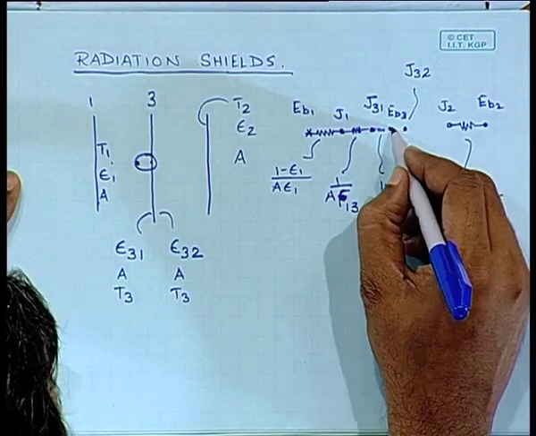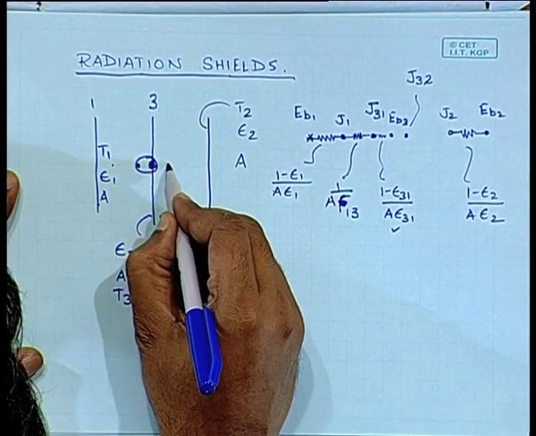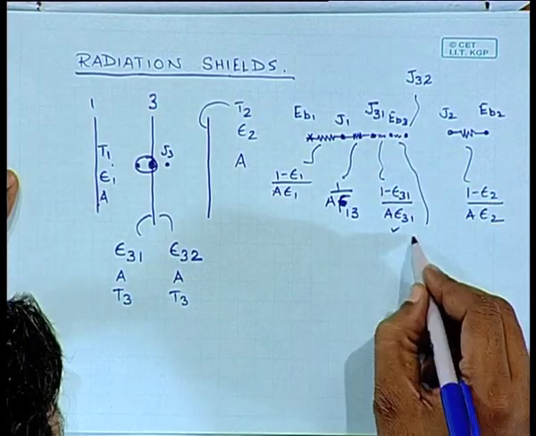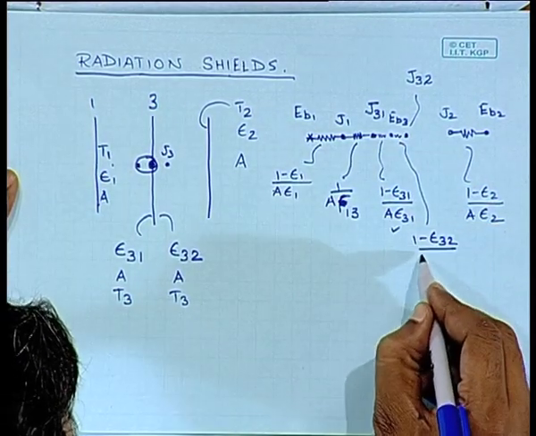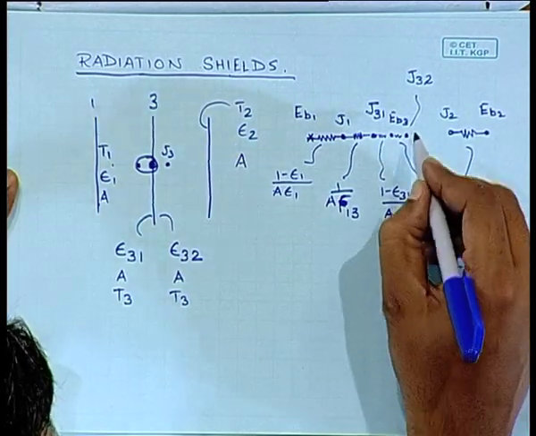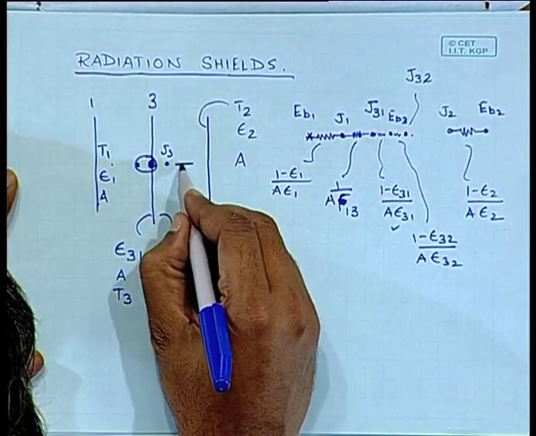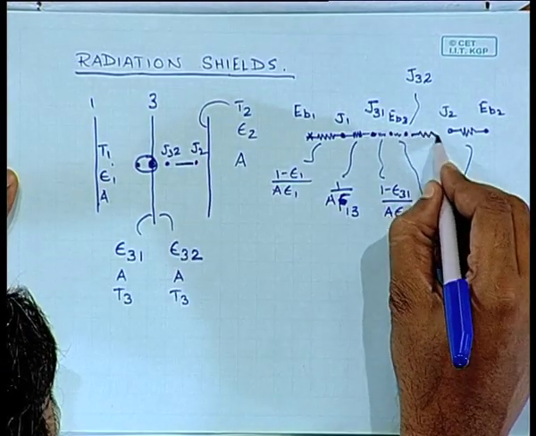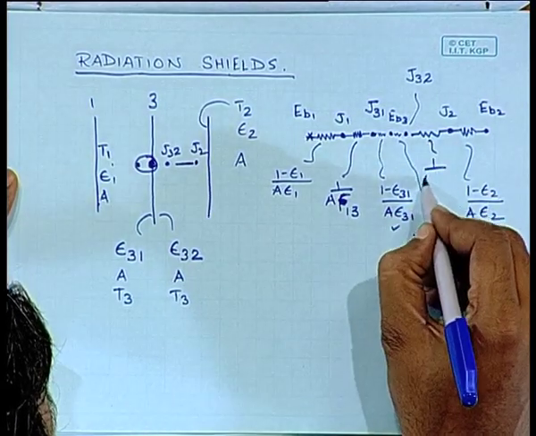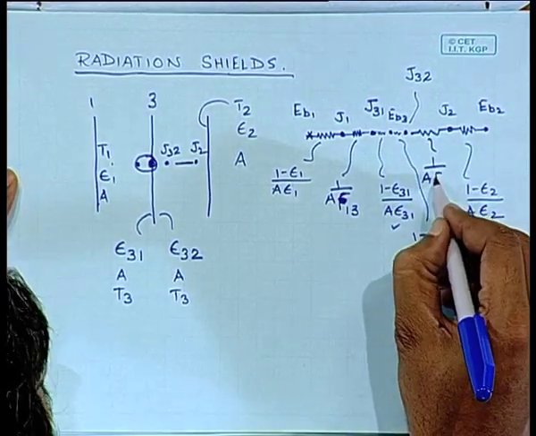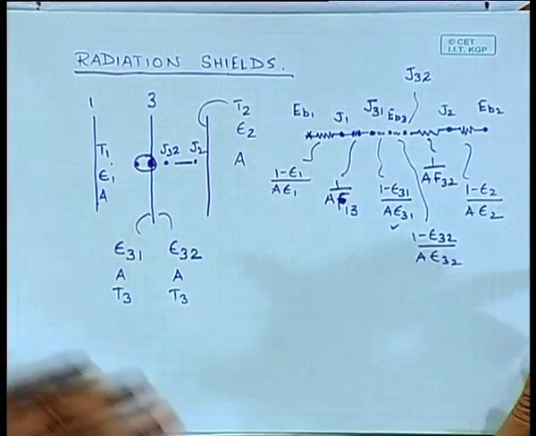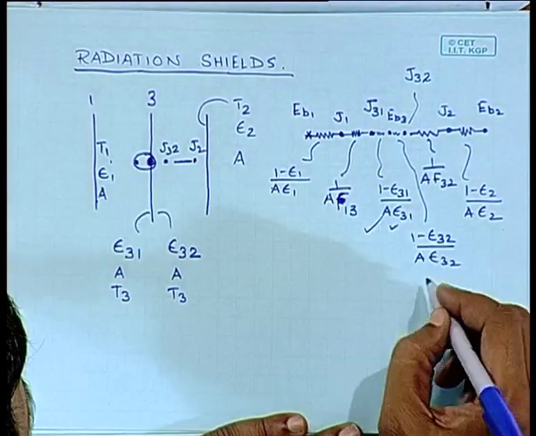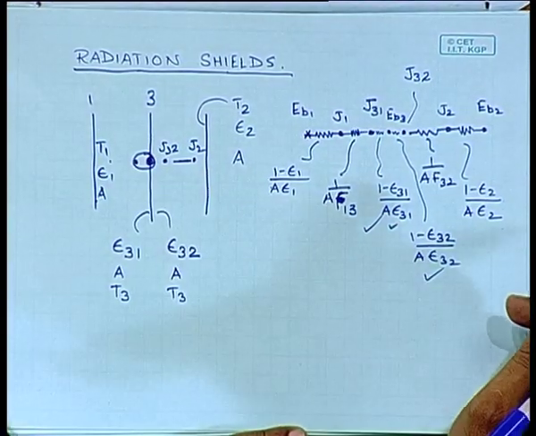All right. Then between EB3, that is this one, and J3 facing 2, there is another surface resistance which would simply be 1 minus epsilon 32 divided by A epsilon 32, and then from J32 to J2 there is 1 by A F32. So, those are the two extra resistances, this one and this one, which you are incorporating in the series.